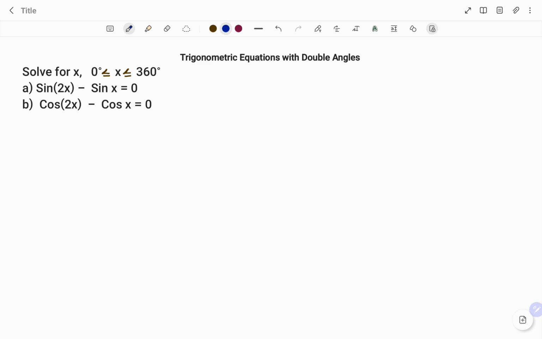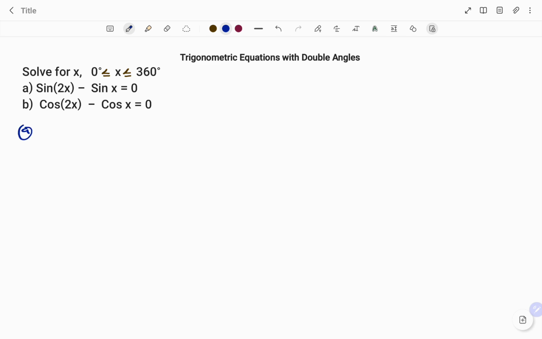We have to solve for x such that 0 degrees is less than or equal to x, and x is less than or equal to 360 degrees. That's the interval given. A: sine 2x minus sine x equals 0. And B: cos 2x minus cos x equals 0.